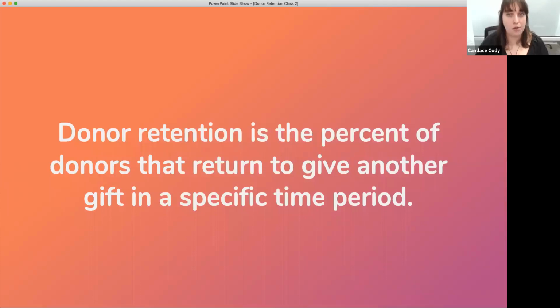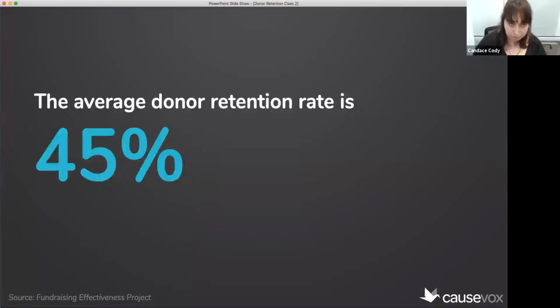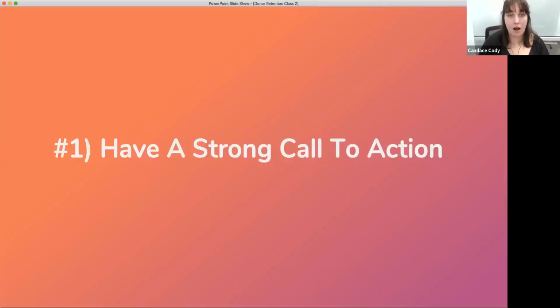So quick refresher, donor retention is the percent of donors that return to give another gift in a specific period of time. And the average donor retention rate is 45%, meaning that most of your donors that gave last year are unfortunately not going to give this year. And there's really practical ways for you to increase that donor retention. So we're going to be going into 10 really specific things that you can do that are easy wins when it comes to donor retention.